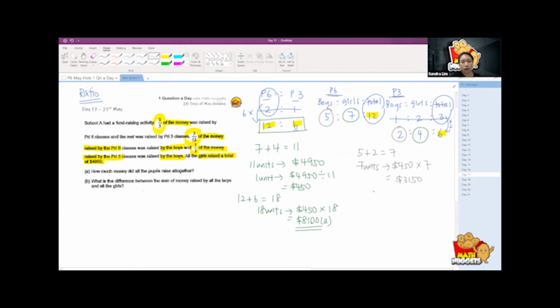So part B asking for the difference. Difference, you simply need to minus. So raised by the girls is 4,950. Raised by the boys, 3,150. So the difference is 1,800. That is the answer for part B.